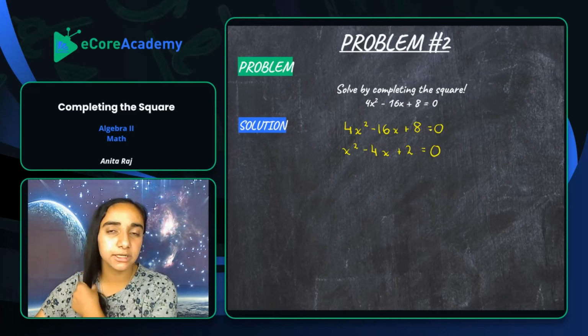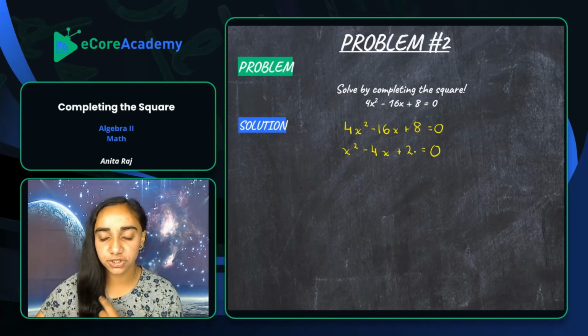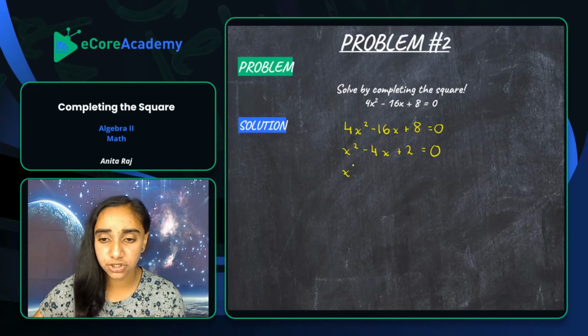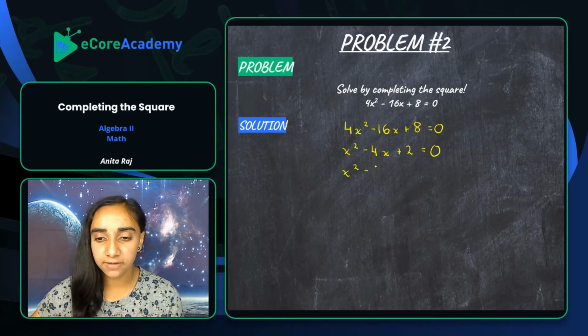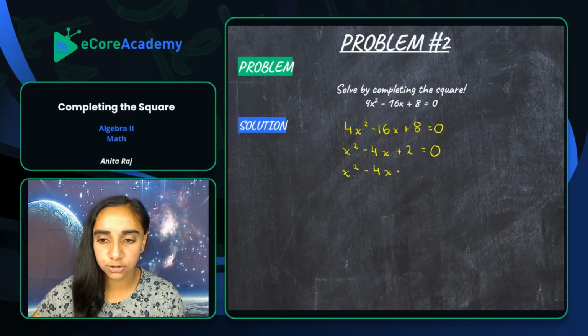Next, what we have to do is move our c term, which is 2 in this case, to the right-hand side of the equation. To do that, we're going to subtract 2 from both sides. I'm just running through the steps that I showed you on an earlier slide. So we're going to have x squared minus 4x, and we're going to subtract 2 from both sides. So this equals negative 2.